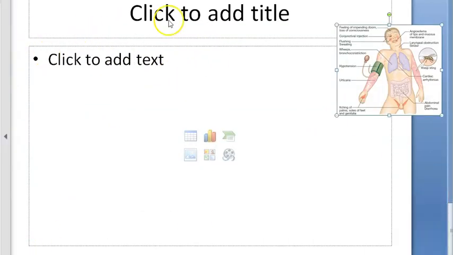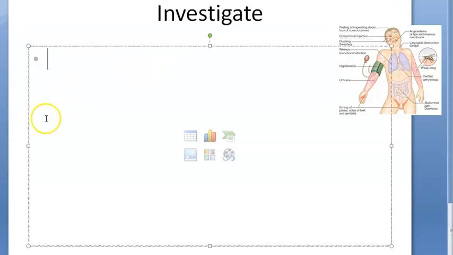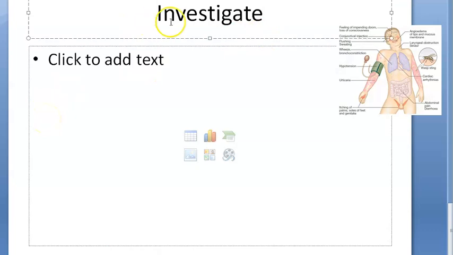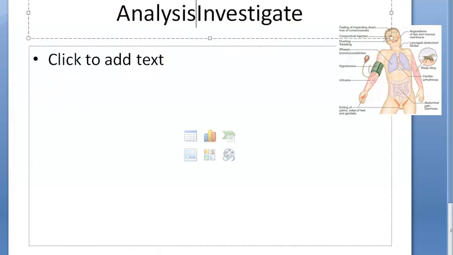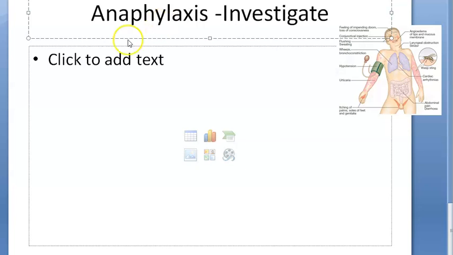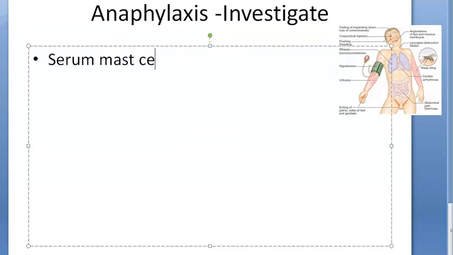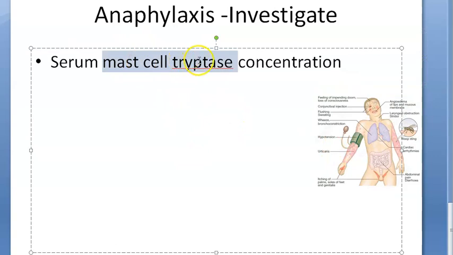Guys, how will you investigate this condition? Is there any investigation that you can do? Actually, anaphylaxis is more like an emergency, but can you investigate if there is time? You can measure serum mast cell tryptase concentration. But you cannot distinguish between anaphylaxis and anaphylactoid reactions.